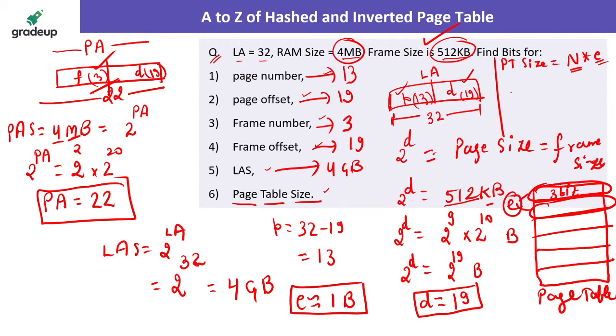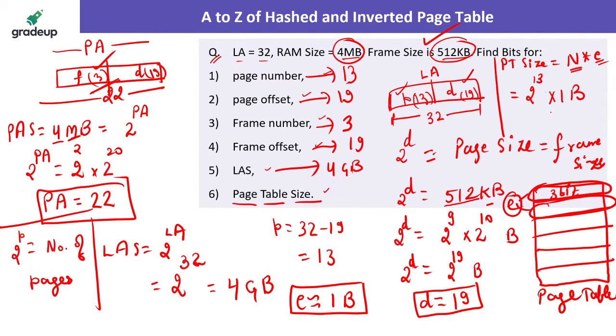So the page table size will be N, that is the number of pages, 2 raised to power 13. You know 2 raised to power P is equal to the number of pages, I told you the formula. So here 2 raised to power 13 into 1 byte E, so it will be 8 KB. So the size of the page table will be 8 KB. So the answer of this will be 8 KB. Correct? Everybody, now you have understood, I think.